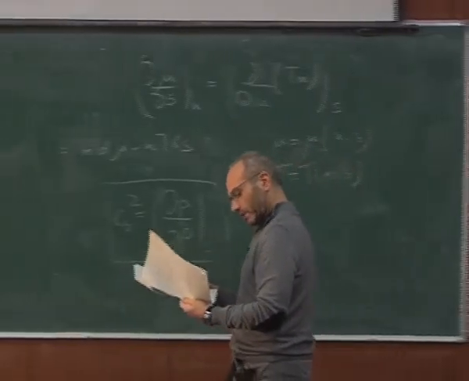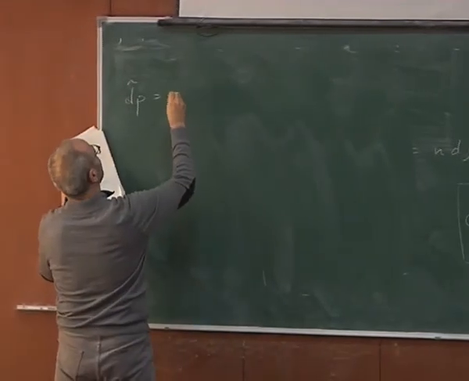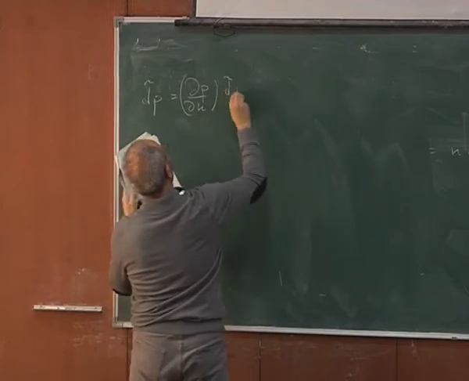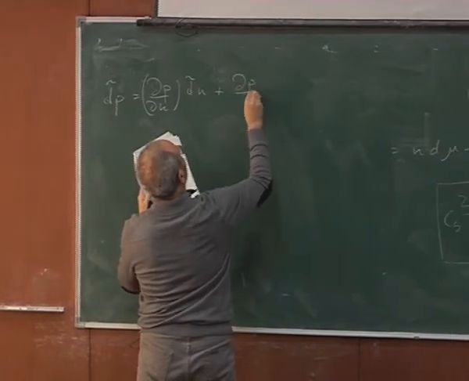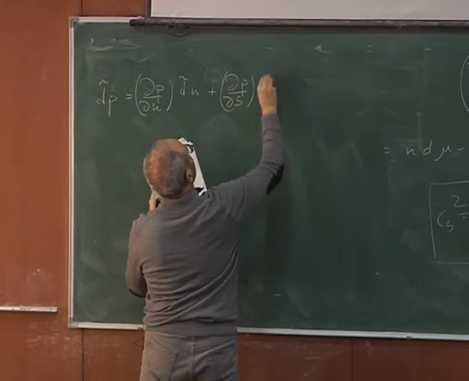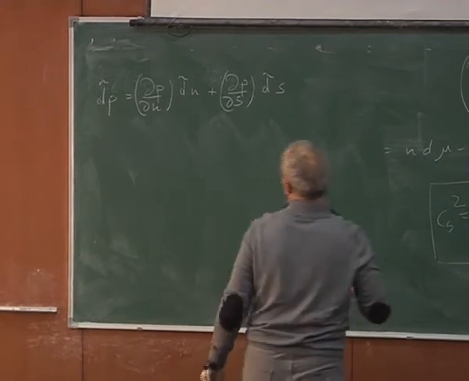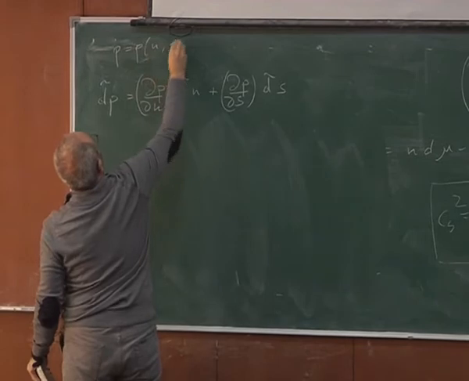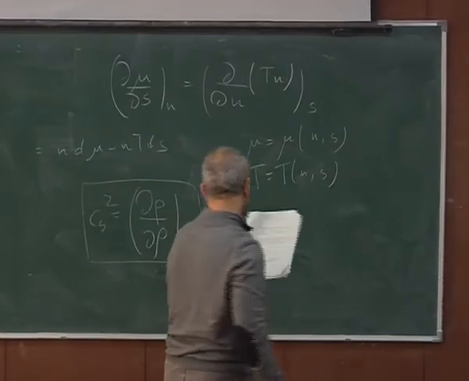I'm not sure whether I want to do it. Okay, so dp into dn plus dp ds. Here I have assumed that P, because I have a perfect fluid, can be written in terms of two thermodynamical degrees of freedom.